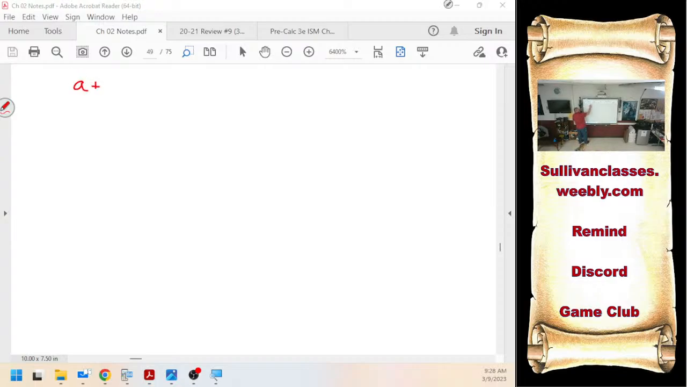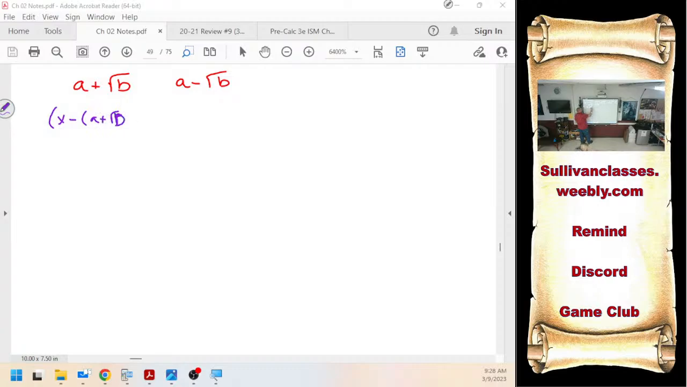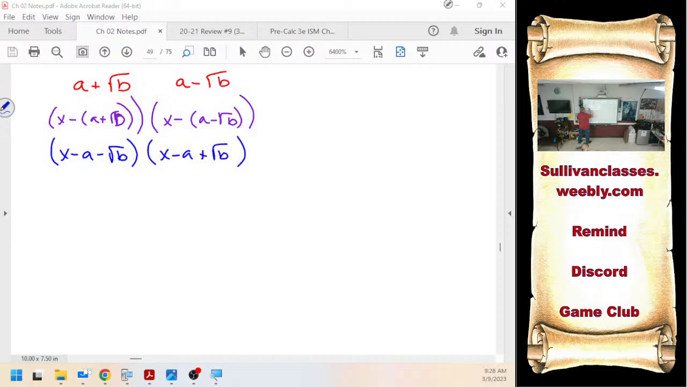Say it was a plus square root of b. There's no i's there now. That's okay. But if square root of b was there, what else is there? Negative. A minus root of b. So that means x minus (a plus square root of b), x minus (a minus root of b). And I do the exact same thing here. And watch what happens at the end of it. x by all the stuff.